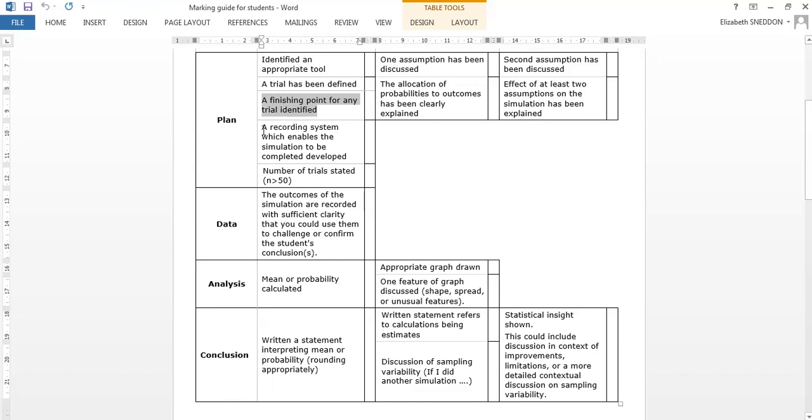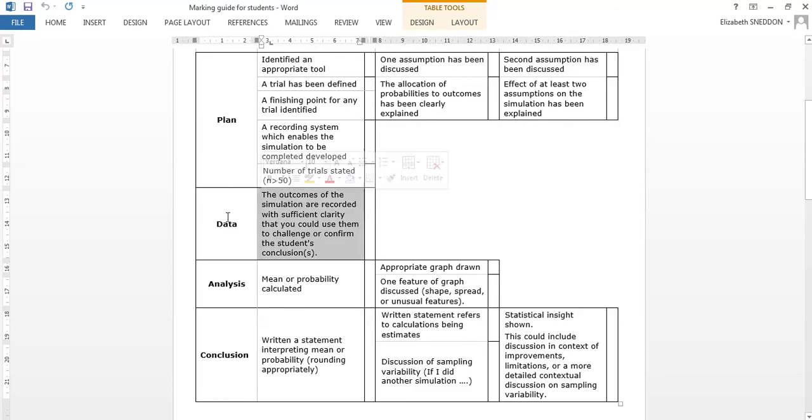Okay, we need a recording system, which is looking at how you're going to set up your column headings, your layout of your Google Sheets page, and looking at how you're going to do that. And you must tell me the number of trials that are going to be in your simulation. So that's all the things we must have as part of our plan.